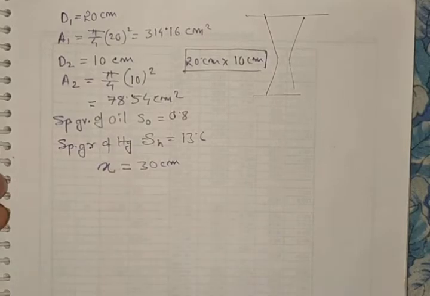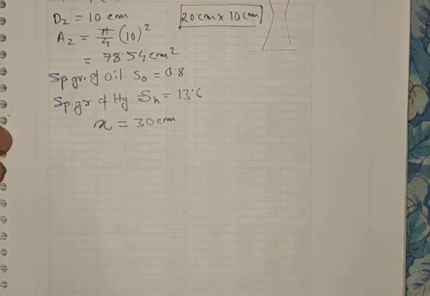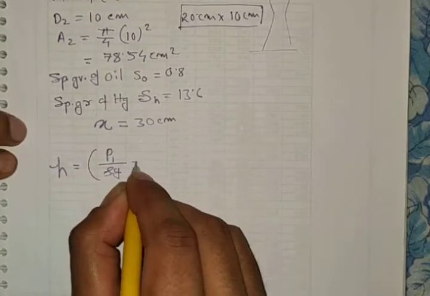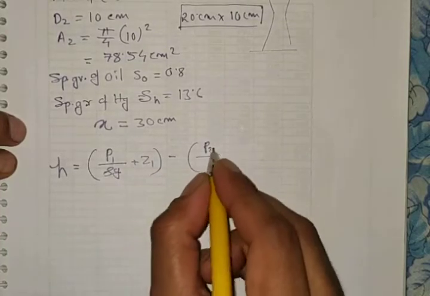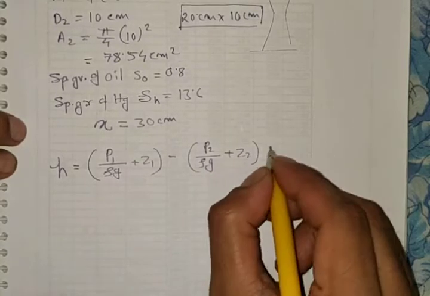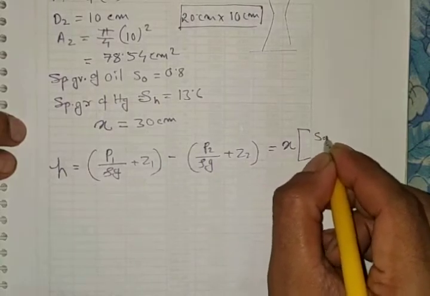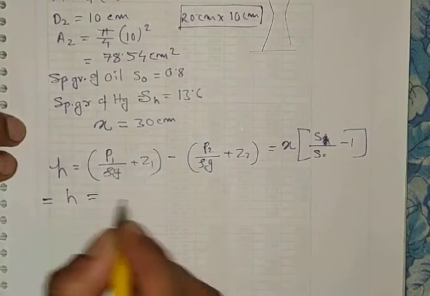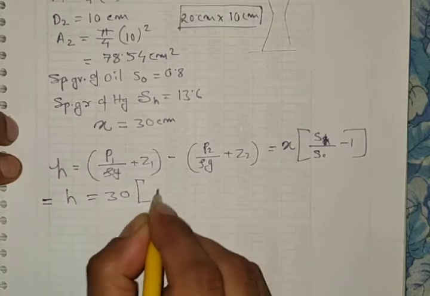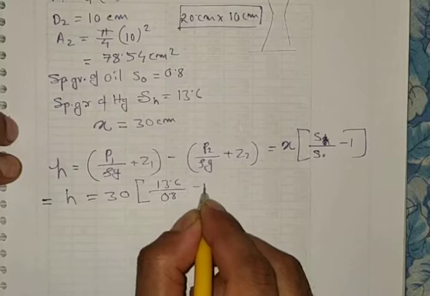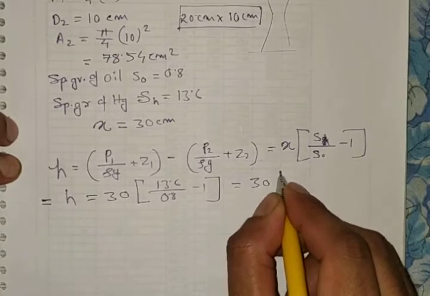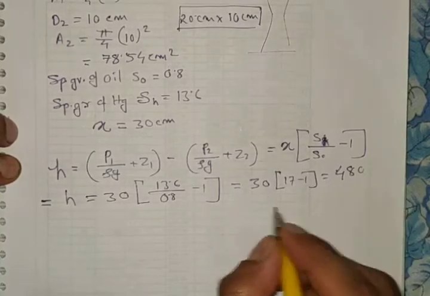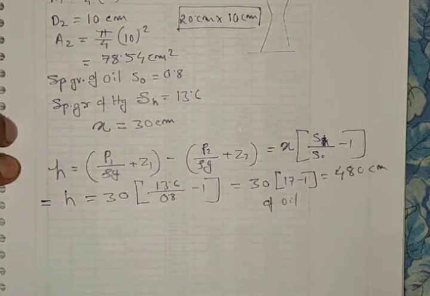So in this particular problem, your h is equal to (p1/rho g + z1) minus (p2/rho g + z2), which is equal to x times (Sh/So minus 1). So your h is equal to 30 times (13.6/0.8 minus 1), which is equal to 30 times (17 minus 1), so ultimately you will get 480 cm of oil, that is your h.